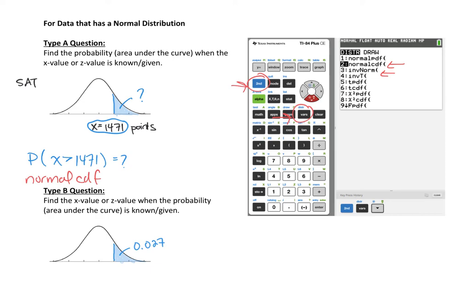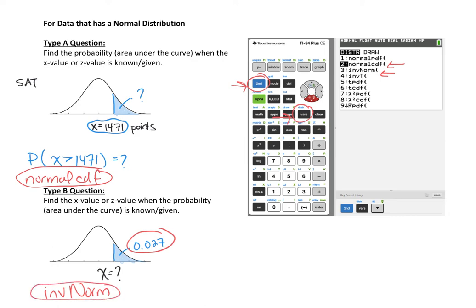So again, here, this would be a question where you know the area on the right tail is 0.027, and you're trying to work backwards to figure out what SAT score corresponds to the top 2.7%. Okay, and so here on the calculator, you're going to use inverse norm. So again, you just want to make sure you understand when to use normal CDF, so when to use that function on your calculator, and when to use inverse norm.